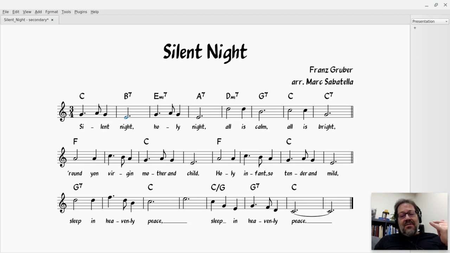But also B7 has 2 notes not in the key of C, right? We're in the key of C. B7 has a D sharp and an F sharp. That's a lot of color for the second measure of the song. I might want to save that kind of color for a little bit later if I use it at all. So I'm going to play it so you can hear it, and then we'll get rid of it.